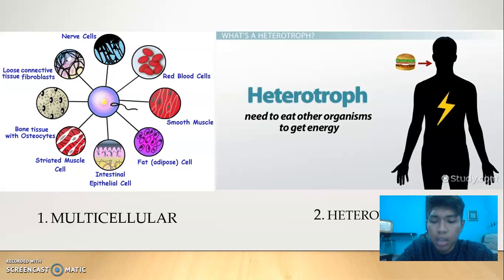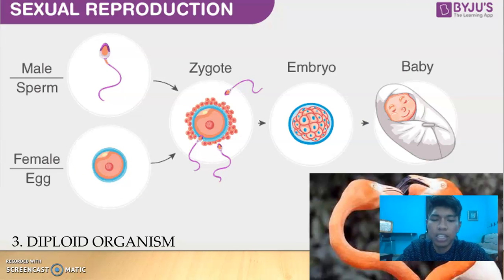The second is animals are heterotrophs. They must consume living or dead organisms since they cannot synthesize their own food, and can be carnivores, herbivores, omnivores, or parasites. The third characteristic is most animals are diploid organisms. Their body or somatic cells are diploid, with haploid reproductive gamete cells produced through meiosis.